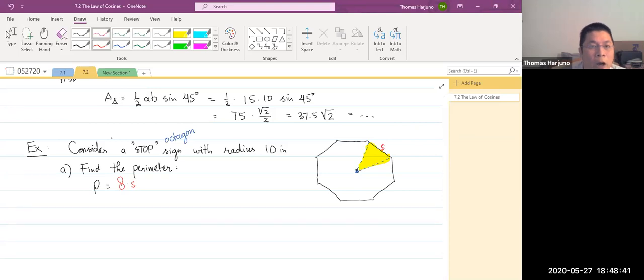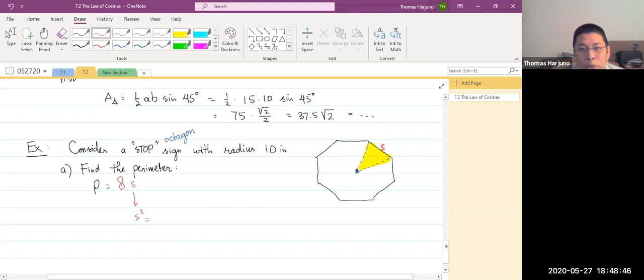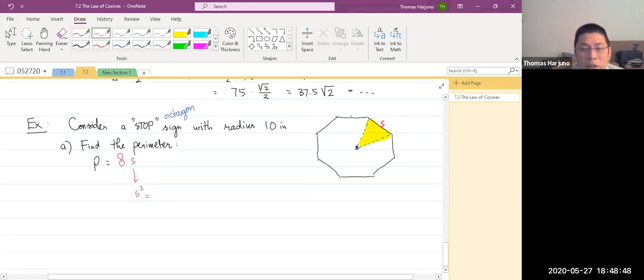Okay, now then how do we find the sides? Side squared equals to, notice that in this triangle, you have 10 here, 10 here. What is the included angle? Call that angle theta. Angle theta is 360 degrees divided by 8 such triangles. That gives us 45 degrees.